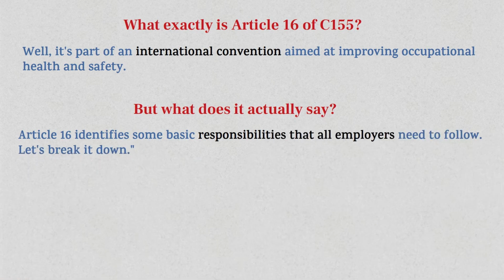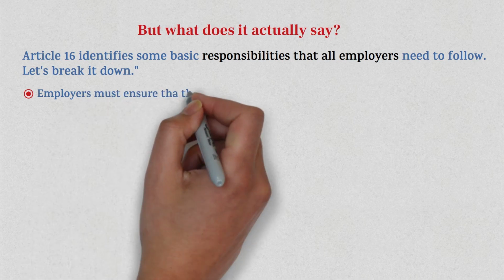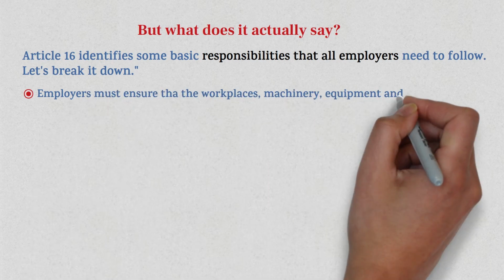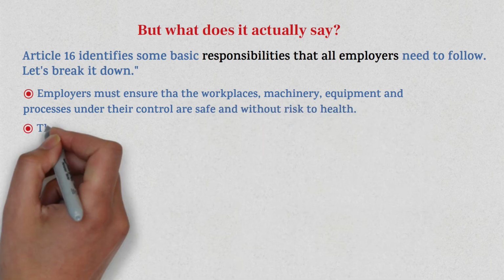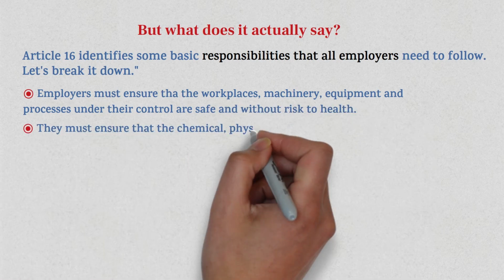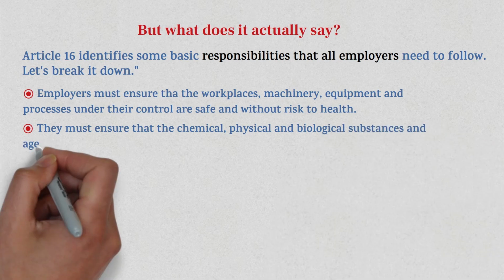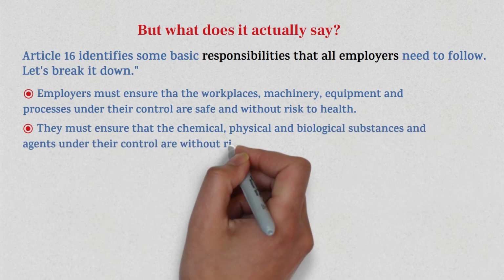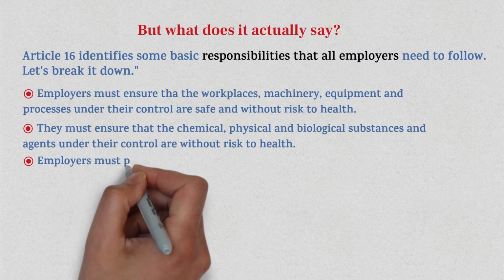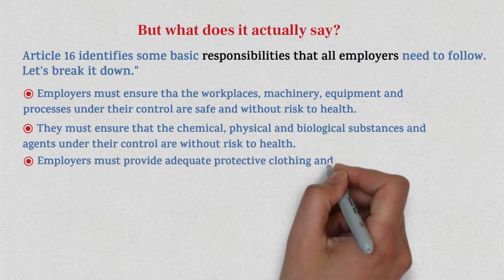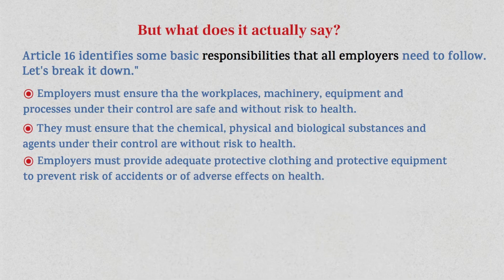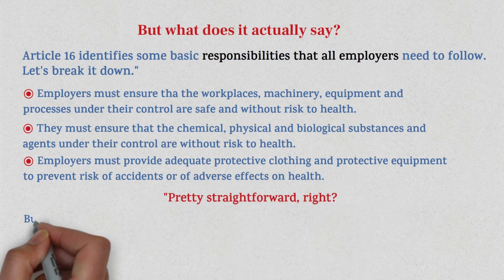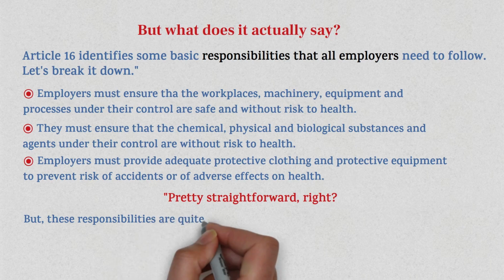Let's break it down. 1. Employers must ensure that the workplaces, machinery, equipment and processes under their control are safe and without risk to health. 2. They must ensure that the chemical, physical and biological substances and agents under their control are without risk to health. 3. Employers must provide adequate protective clothing and protective equipment to prevent risk of accidents or adverse effects on health. Pretty straightforward, right? But these responsibilities are quite broad.